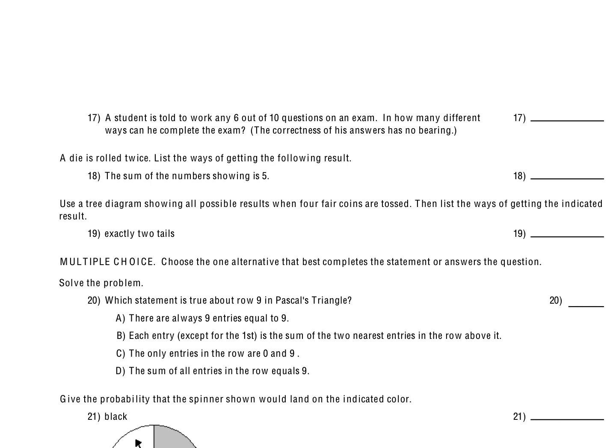A student is told to work any 6 out of 10 questions on an exam. In how many different ways can he complete the exam? The correctness of his answers has no bearing. So just how many ways is it possible to fill out 6 out of 10 questions on an exam? Well, here the order would matter because for a particular question it would be different if you answered A for one compared to A for a different one. So it's going to be permutations instead of combinations where the order does not matter. So it'll be 10 pick 6.